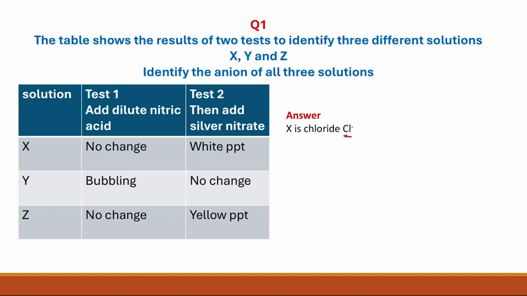Solution Y, when dilute nitric acid was added, there was bubbling, and then when silver nitrate was added, there was no change. The bubbling means that there is carbonate, so this Y is carbonate, CO3 2 minus.